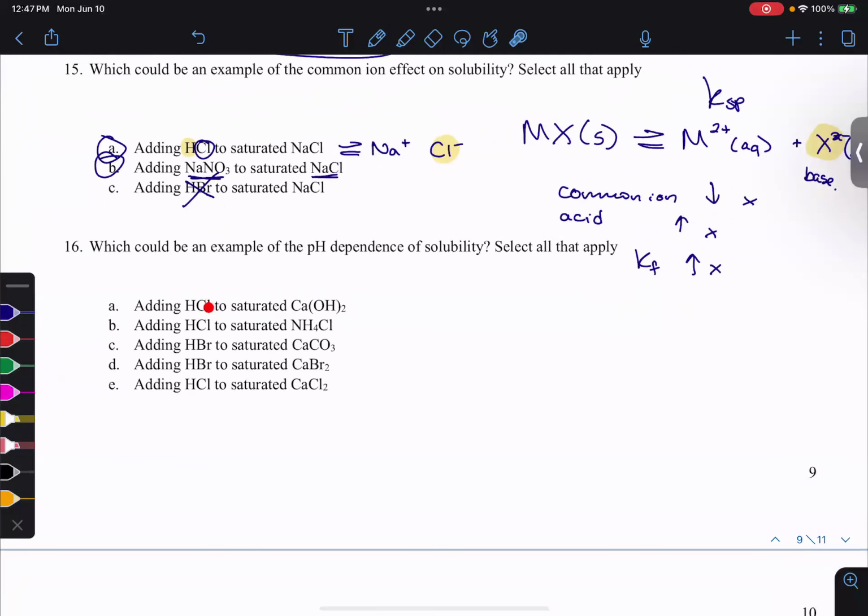So adding HCl to a saturated calcium hydroxide. Calcium hydroxide is basic, so this will become more soluble in acidic conditions. Adding acid to ammonium chloride, will that do anything? It will not, because ammonium is an acid, chloride is a pH neutral salt. So this is not a basic salt. So it does nothing to that.